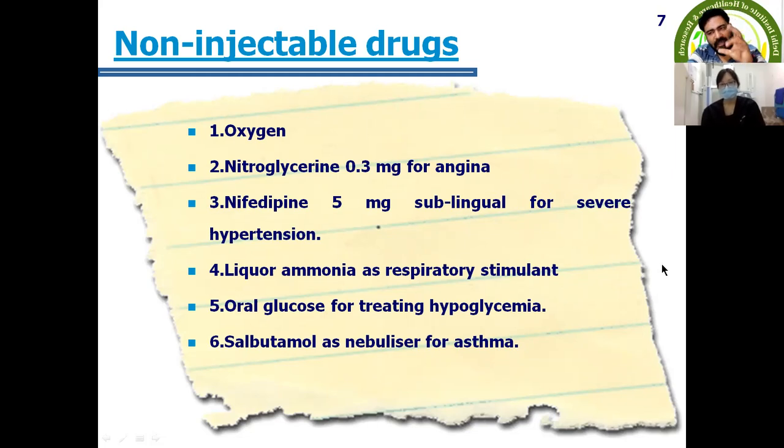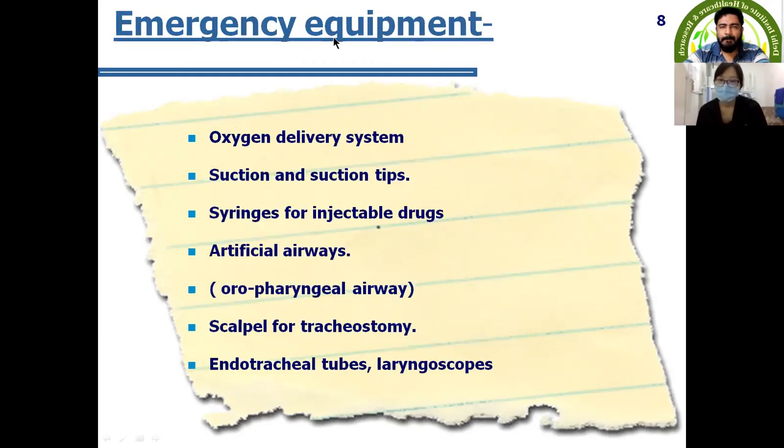Mostly asthma patients carry their inhaler. So when the patient is giving you a history of asthma, you ask the patient, you brought your inhaler? He will say yes. Take that inhaler and keep it in front of your eyes. Emergency equipment: oxygen delivery system, suction and suction tips, syringes for injectables, artificial airways, scalpel for tracheostomy, and endotracheal tubes.